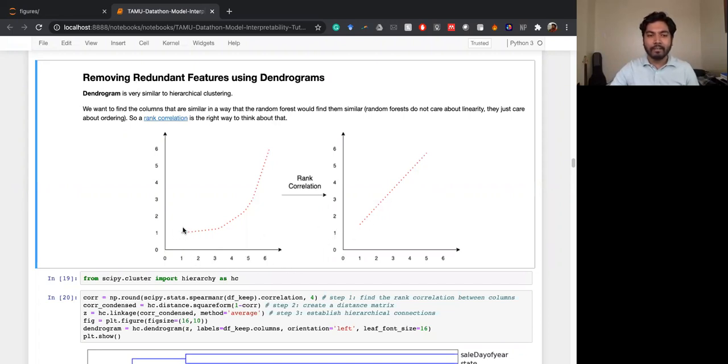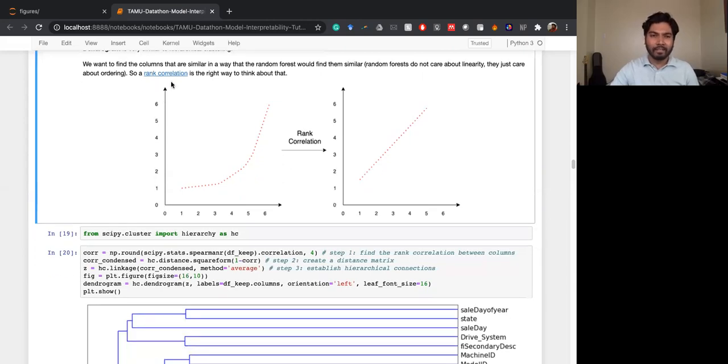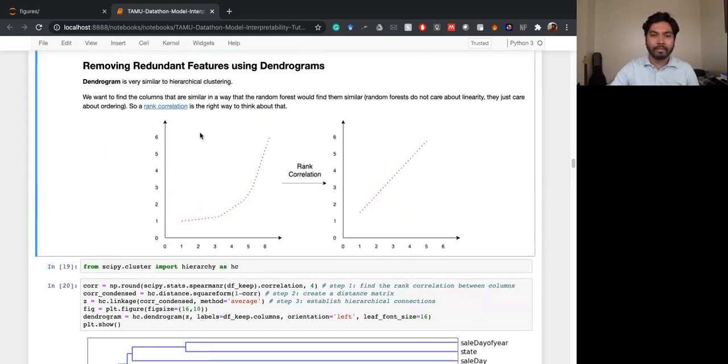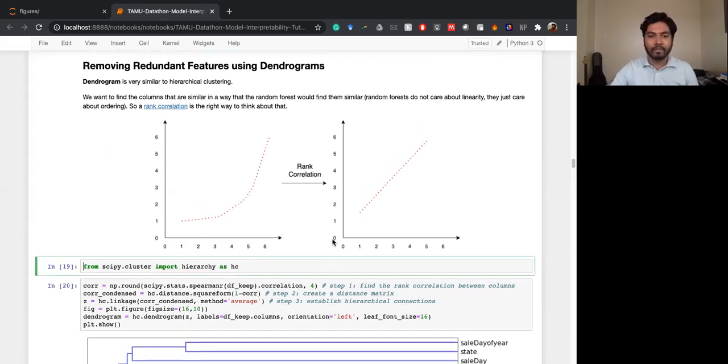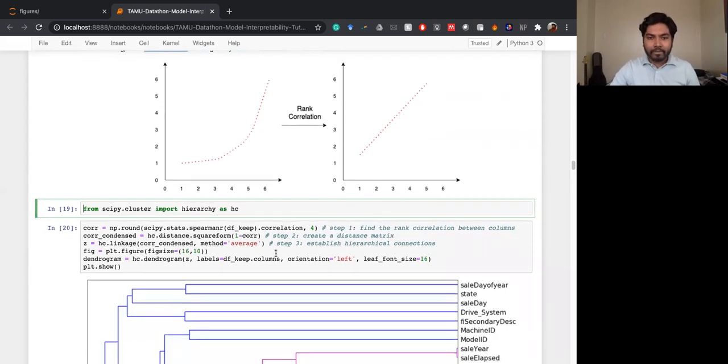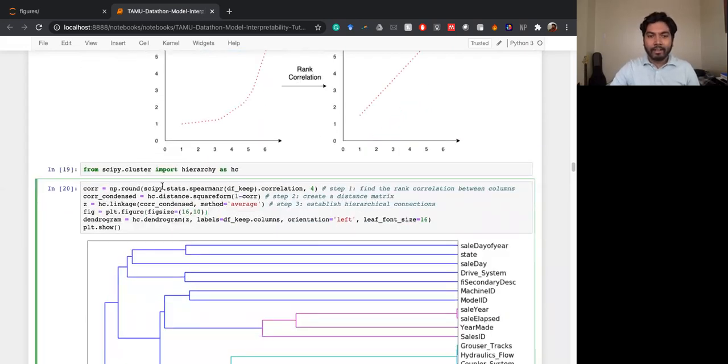So let's say if you plot the order of these data points, then it will look like a linear line in this case. That is something that is used in dendrograms. So we'll use rank correlation for finding these correlations among the features.